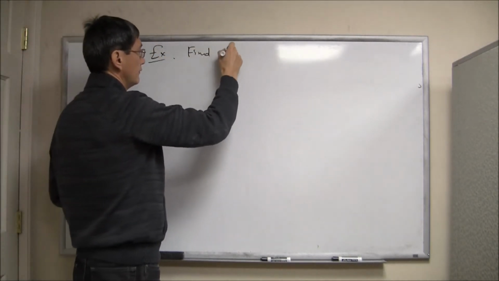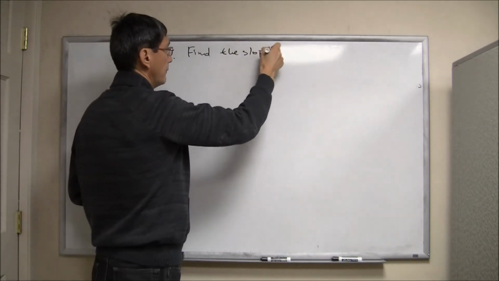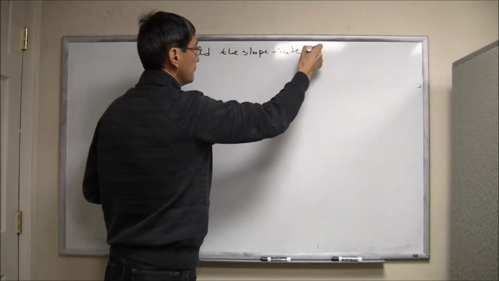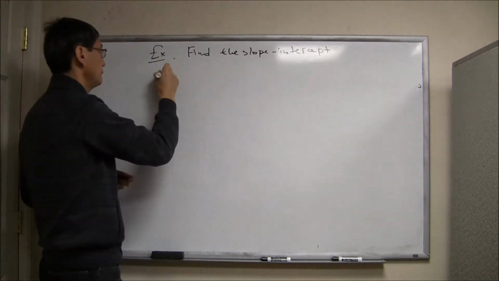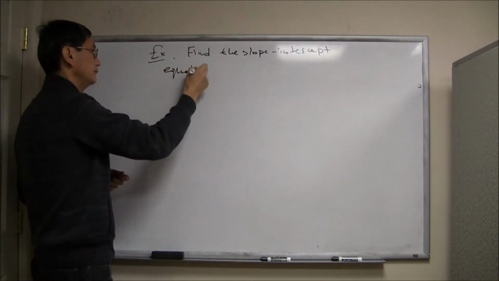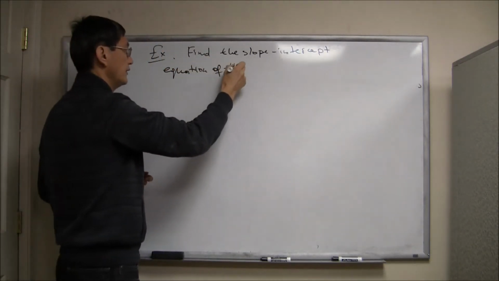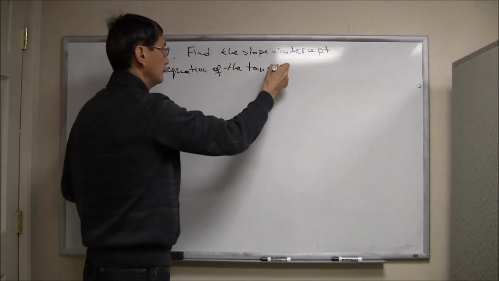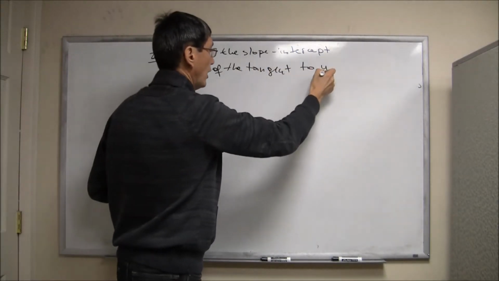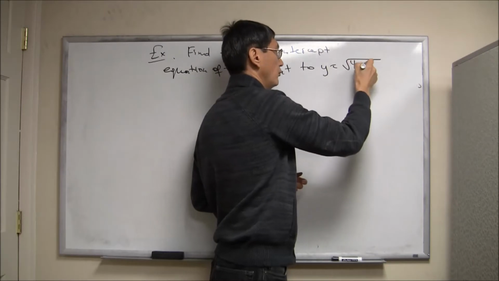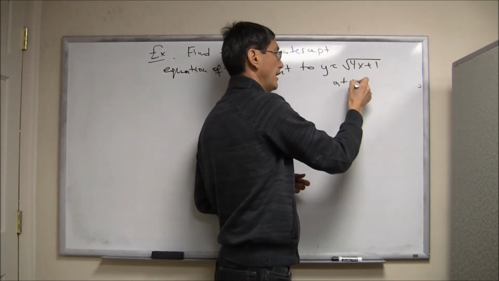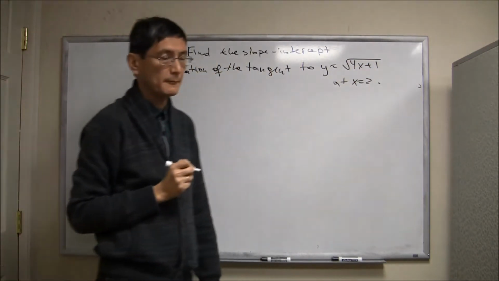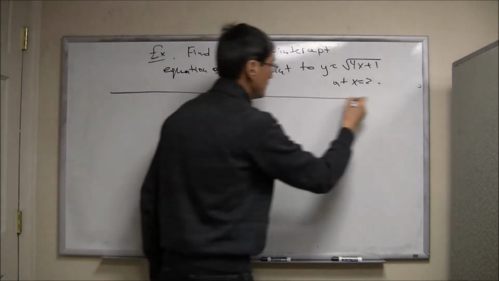Find a slope-intercept equation of the tangent to y equals square root of 4x plus 1 at x equals 2. So we remember our steps.